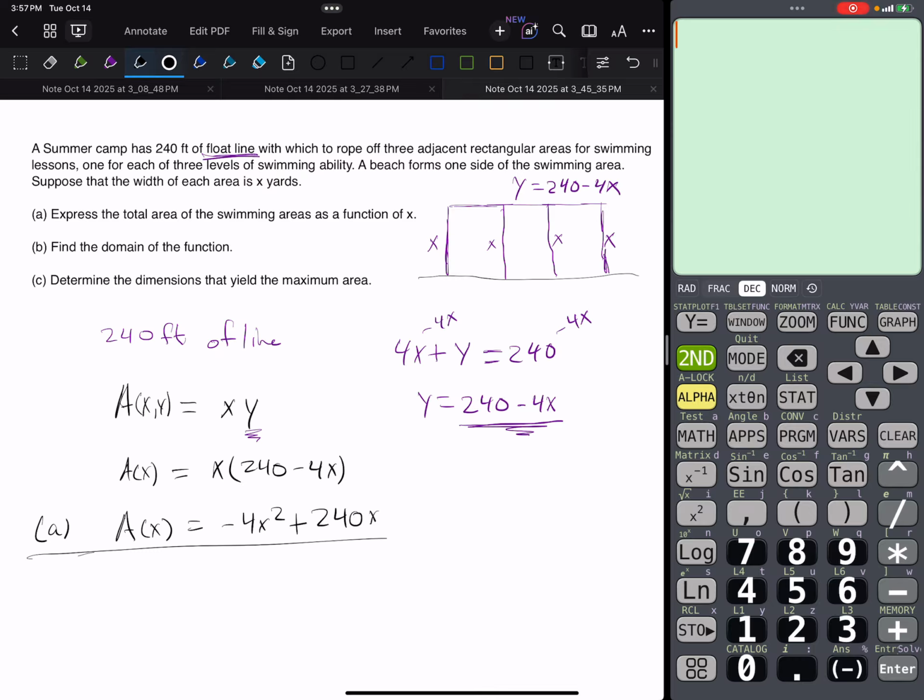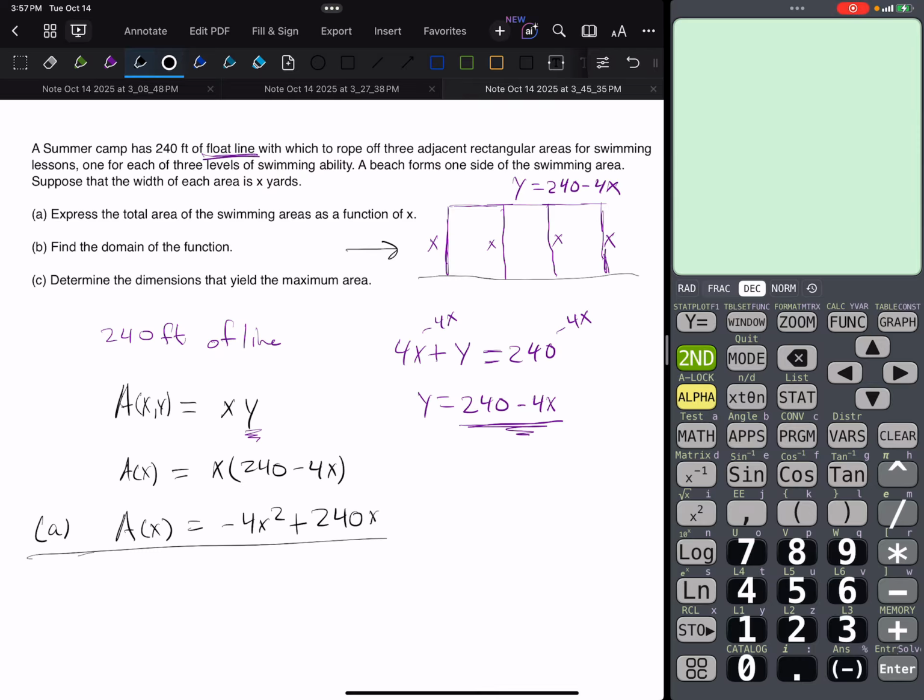How can I figure that out? Well, let's take a look at what the physical meaning of x is. The physical meaning of x is how far away from the beach is kind of the long part, the way I've drawn it, the part that's parallel to the beach. How far away from the beach is the part that's parallel to the beach.